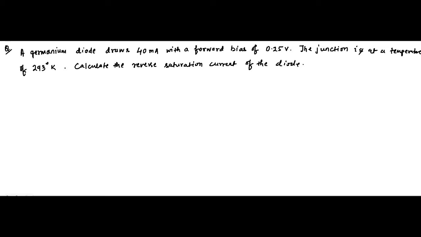So here we are with another question on diode current equation, and the question is, a germanium diode draws a current of 40 milliampere with a forward bias voltage of 0.25 volt. The junction is at a temperature of 293 kelvins. Calculate the reverse saturation current of the diode.